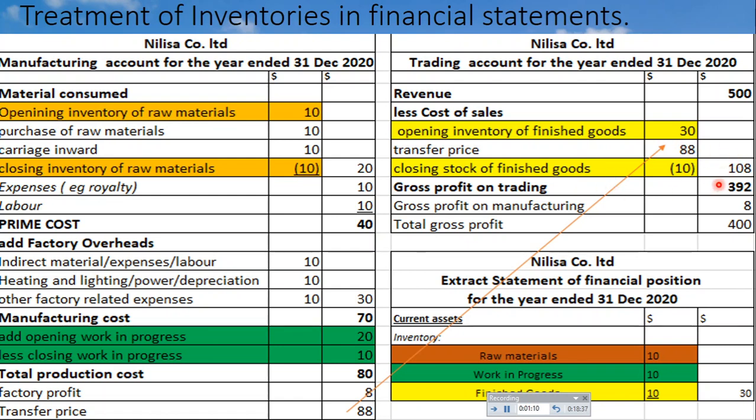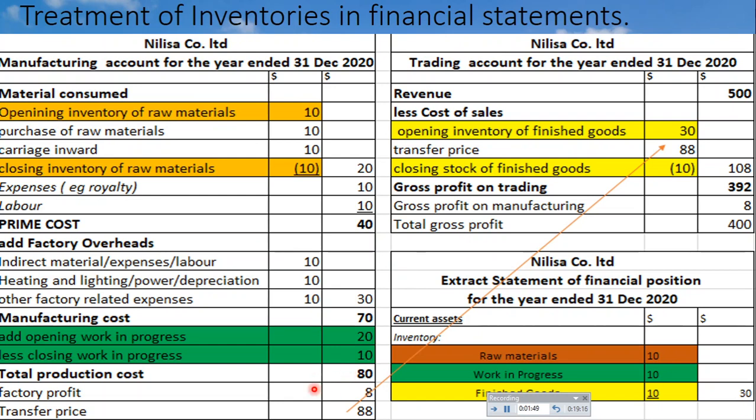In gross profit, you need to rewrite the gross profit from the manufacturing account, whatever profit you write, 8 out here, and add this to 392 plus 8, that's 400, to get the total gross profit. So if you are transferring at a profit, after you find the gross profit in the trading account, you are supposed to use these two more lines again, show your gross profit and manufacturing profit separately, and add it up to get your total gross profit. But this is not done when you transfer it at your production cost.